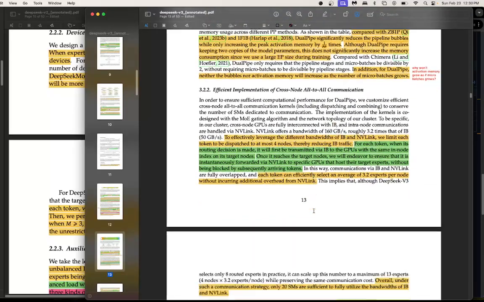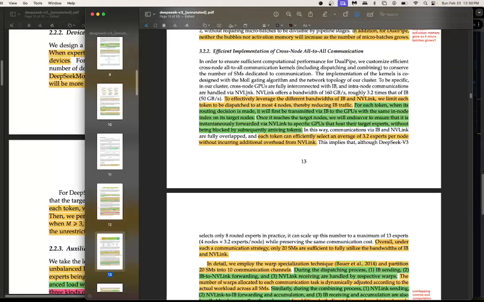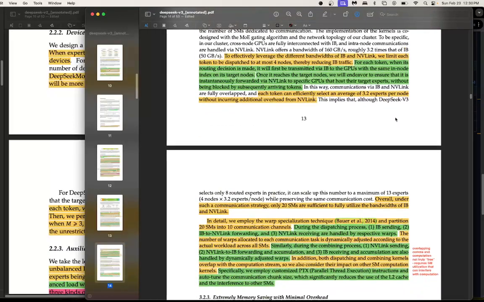Next, they talk about their implementation of cross-node all-to-all communication. This is just what I was talking about earlier, they go into more detail here, basically explaining how they route. We limit each token to dispatch to 4 nodes, reducing IB traffic. And then, once it gets to that node, it can be routed to the experts within the node over NVLink. Basically they're trying to find a balance point where you're reaching all the experts, but you're picking the nodes that have the most top-K experts on them, and that way you minimize the number of bytes sent over InfiniBand, and the fan out to the different experts once it reaches the node is done over NVLink.